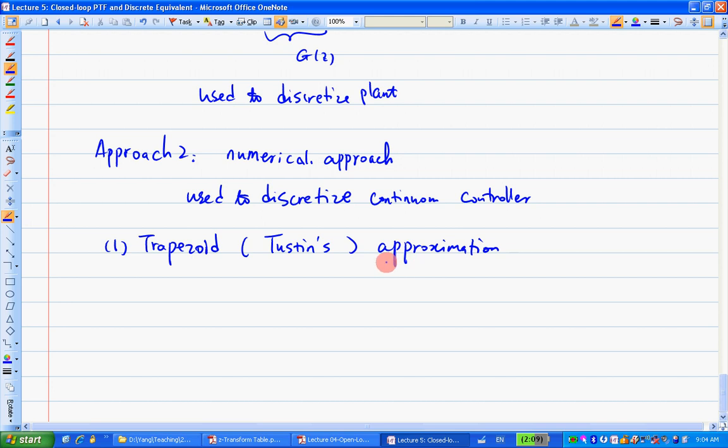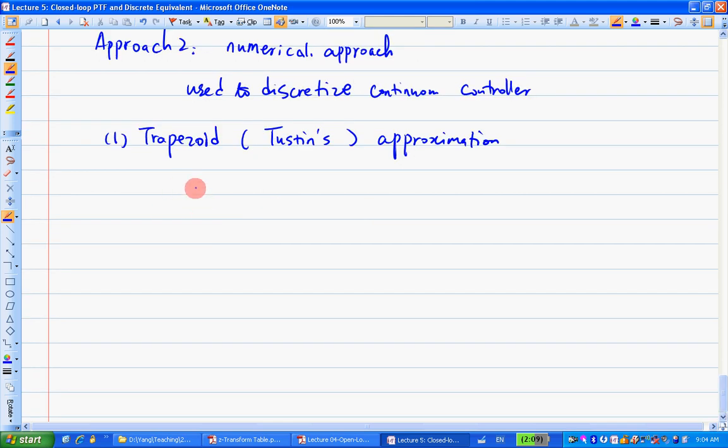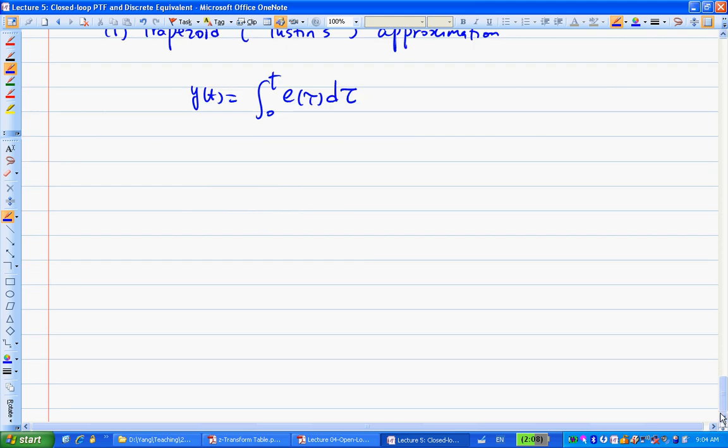Now you probably say, why are you changing the word to approximation? Yes, it's an approximation. Whenever you use a numerical approach, as you learn in numerical analysis, you don't get exactly the same thing. So what do we mean by trapezoid here? Let's use an integral as an example. Let's say I have an integral from 0 to t of a certain error. That's like the I part, the integral part of a PID control. Now how do I obtain a discrete equivalent for this? Let's say you can consider this as a block like this.